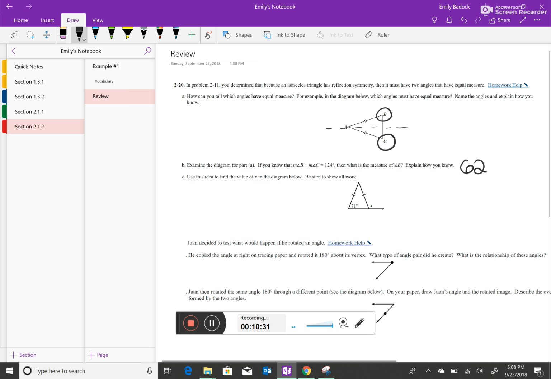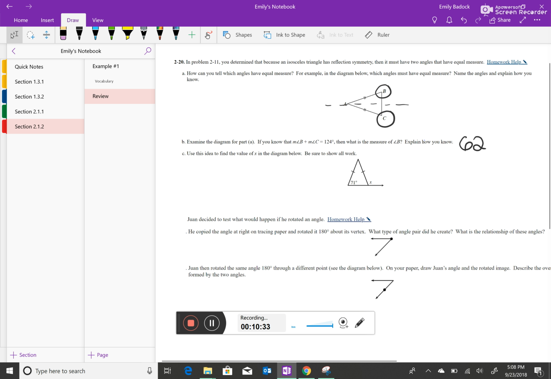Again, we're just taking that idea that we just used and translating it to another example. This is actually a question released by the state, an end of the course exam released question. There's one just like it. So you know that if this guy is 71, then this angle right here has to also be 71.